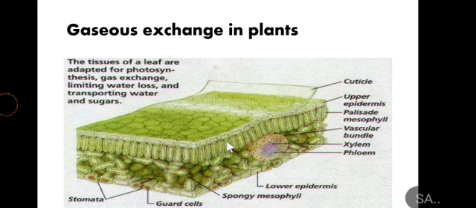As you can see here, there is an upper epidermis and lower epidermis. This epidermis first of all produces the cuticle, which gives the waxy appearance, and this minimizes the loss of water from the leaf surface, and this epidermis is actually protecting the inner part of the leaf. Next to the epidermis, there is the mesophyll cell layer. This is the palisade mesophyll.